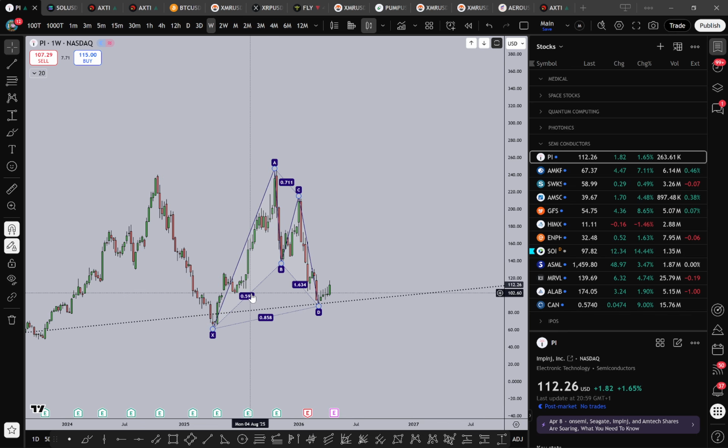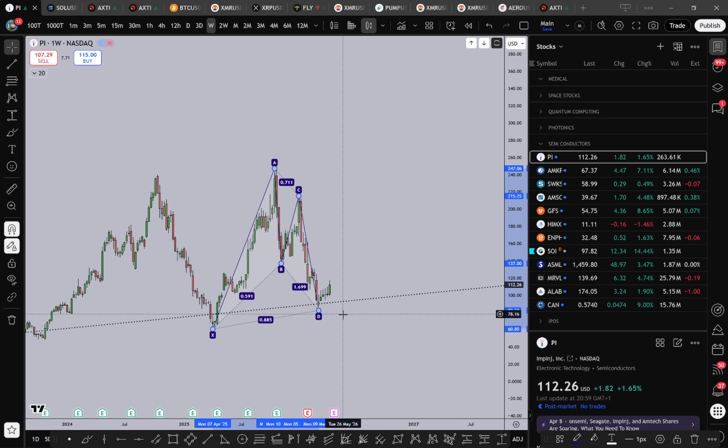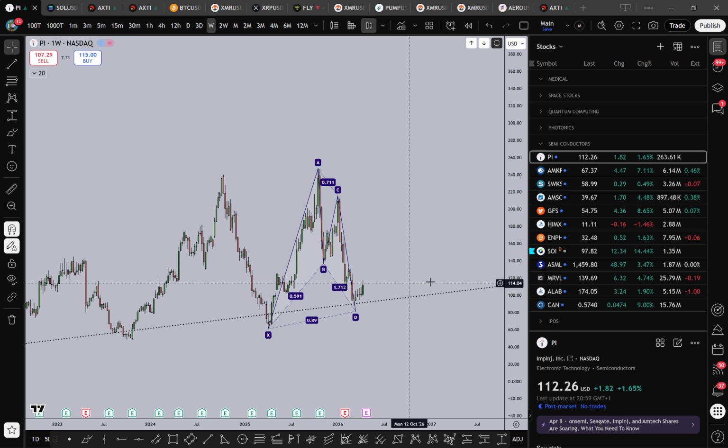There you go. There's your 0.591, which is within the allowed parameters, right? 0.786 is slightly higher. 0.786 is around here. 1.618 is here. We've hit that as well, right? We can see that. And if you go slightly deeper, it's going to be the 0.886, right? If you want to retrace the entire range once more, maybe we would go to the 0.886. But you've hit a completed wave structure.